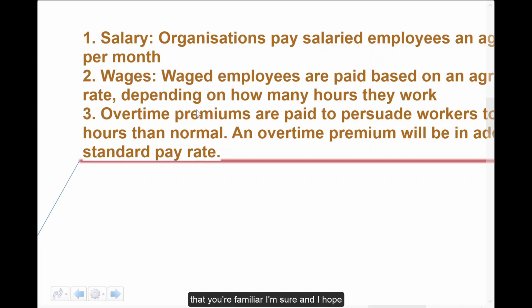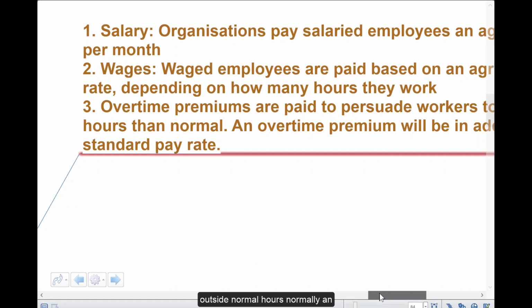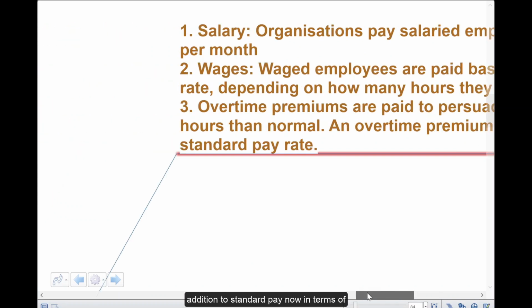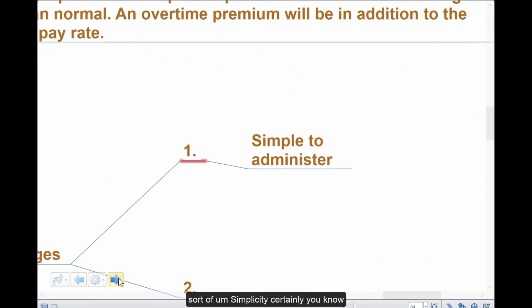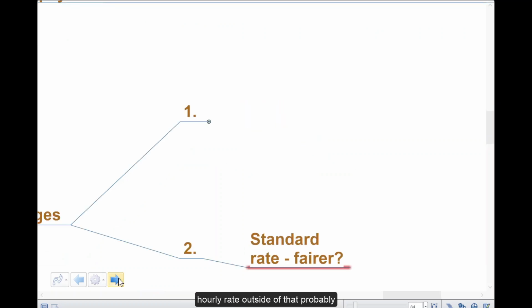Outside of that, you're familiar, I'm sure, and I hope that you do get overtime premiums for work done to persuade workers to work outside normal hours, normally in addition to standard pay. Now, in terms of simplicity, certainly, time-based systems are pretty simple, simply based on hours times a rate, whether it's a monthly rate or an hourly rate. Outside of that, probably fair because everyone is paid in the same way. There is a standard rate or a standard hourly rate, and that is what you get.